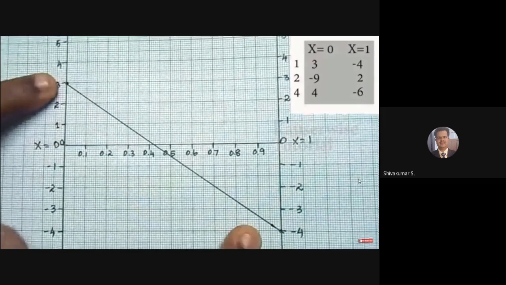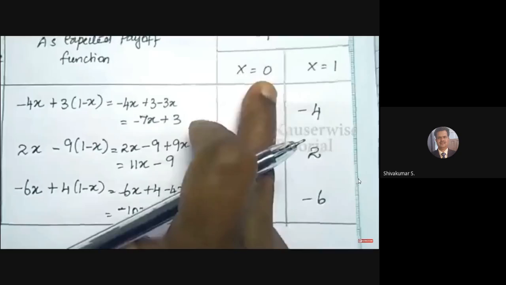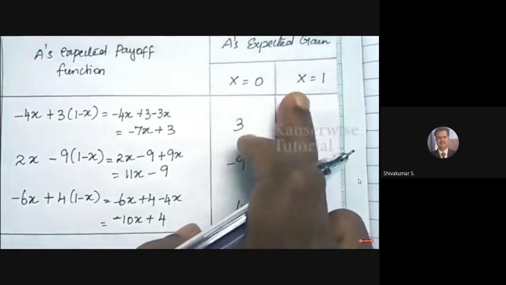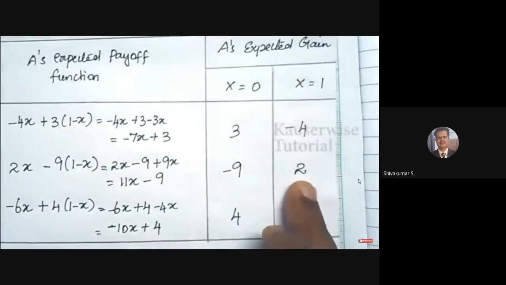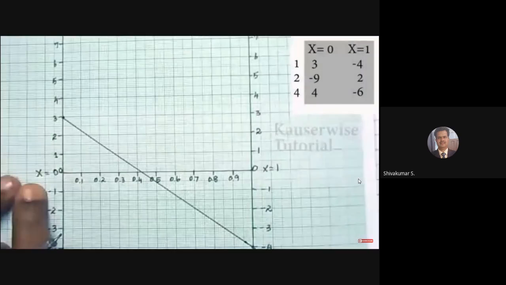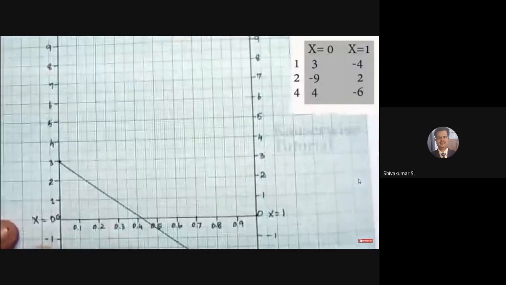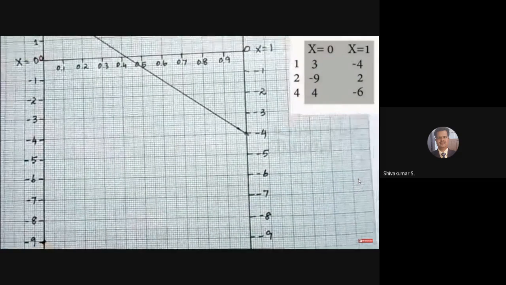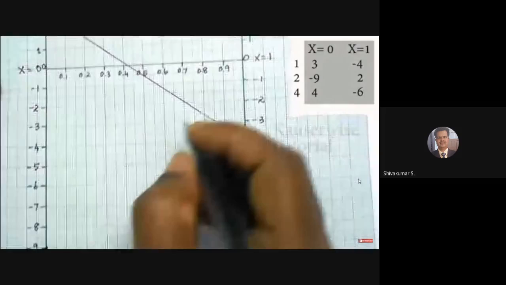Look at the second alternative. When x is equal to 0, what is the expected gain of A? Minus 9. When x is equal to 1, the gain is 2. So when x is equal to 0, the value is minus 9. When x is equal to 1, what is the value? Plus 2.